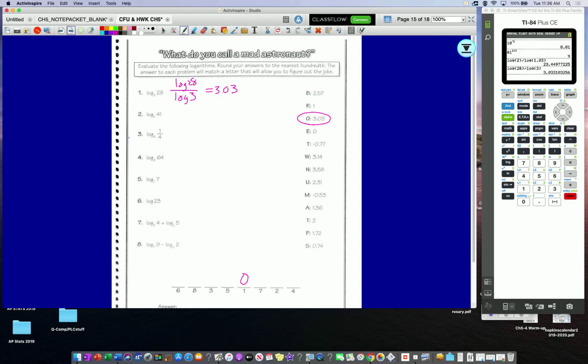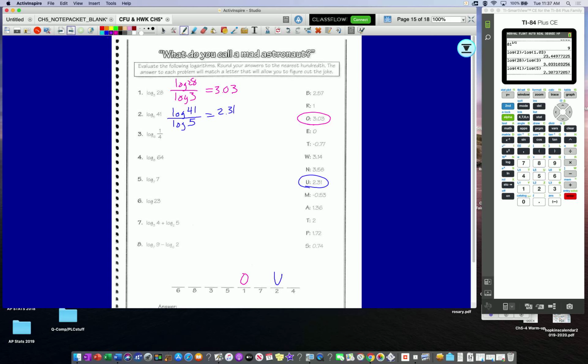All right, next one. Change of base, so log of the number, 41, over log of the base. Is that a 5? Yeah, sorry. Sometimes when I stand so close, it's hard to read. So log of 41 divided by log of 5. Enter that in, 2.31. Oh, there it is. U is for 2. Just want to make sure no letters repeat.